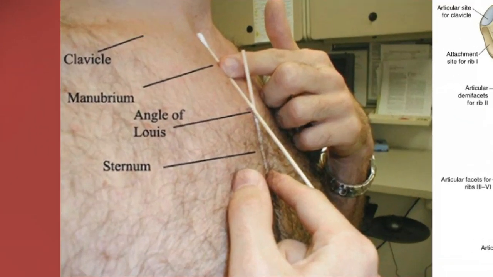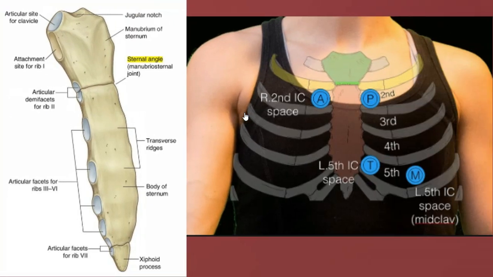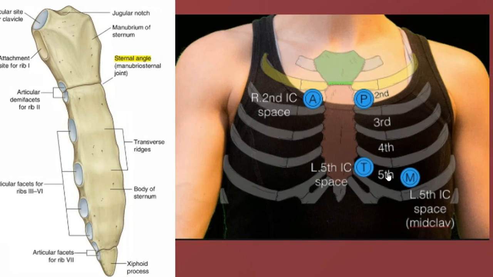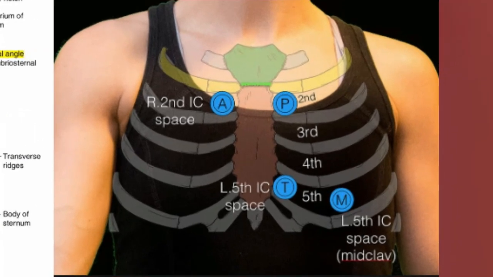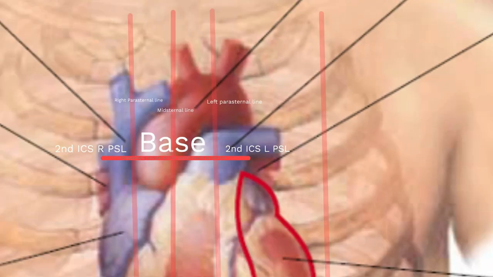So you also have to locate the angle of Louis, where you can feel the bony ridge. Locate first the suprasternal notch, and then a few centimeters down you will be able to palpate the ridge. Attached to that is the second rib. Below that is the second intercostal space. So third rib, third intercostal space, fourth rib, fourth intercostal space, fifth rib, fifth intercostal space. This is useful in localizing your problem and murmurs.